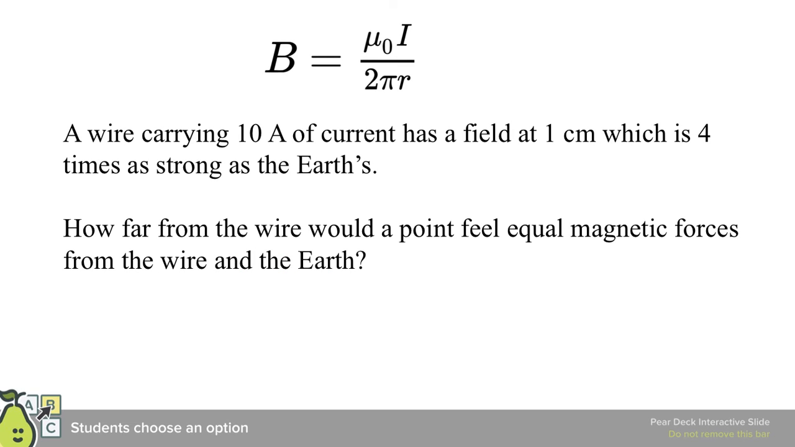All right, so a wire carrying 10 amps of current has a field at 1 centimeter, which is 4 times as strong as the Earth's. How far from the wire would a point feel equal magnetic forces from the wire and the Earth? Here, there's a lot of stuff going on, a lot of numbers thrown at you, but it doesn't really matter. If currently it feels 4 times when it's at 1 centimeter, then it will get weaker as we go further out, and we want to get down by a factor of 4, so we need to get further by a factor of 4. It will be at 4 centimeters.